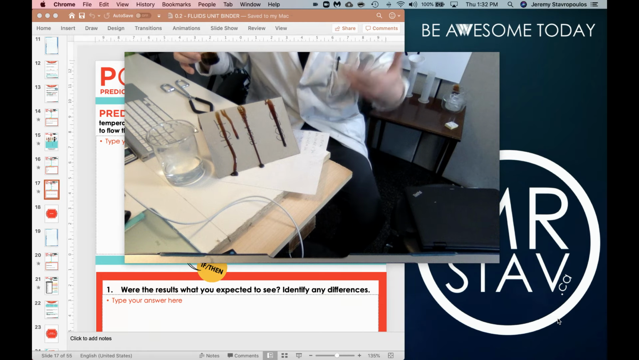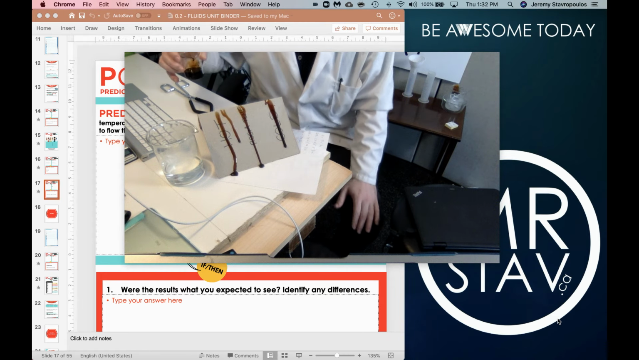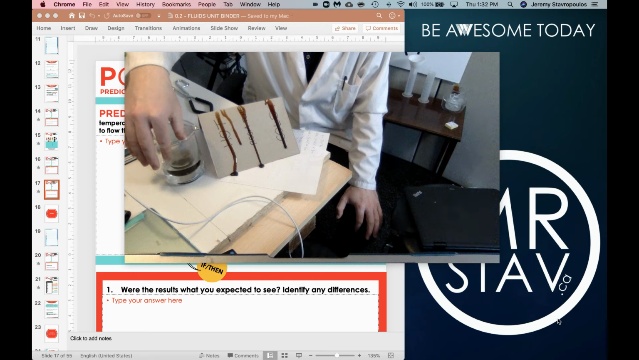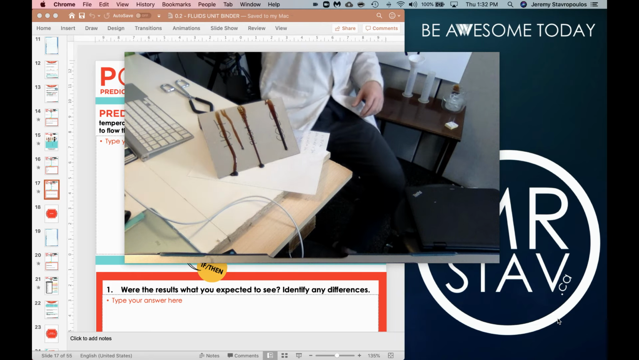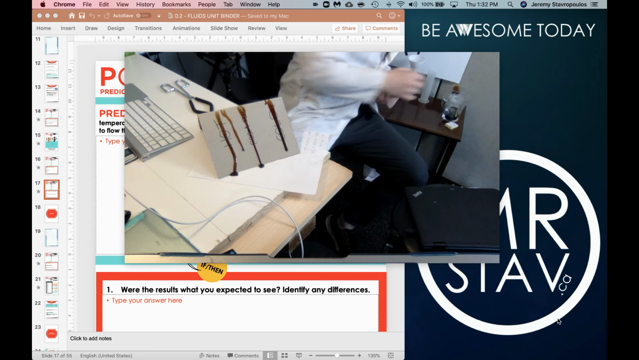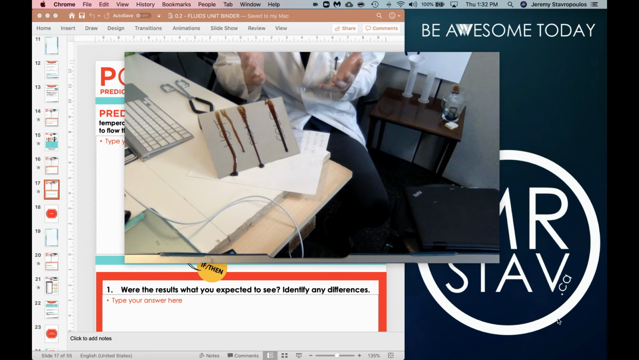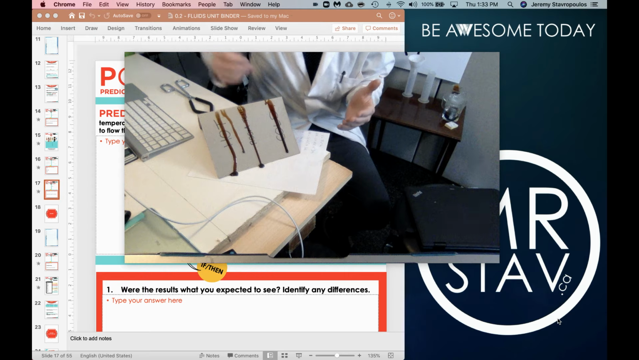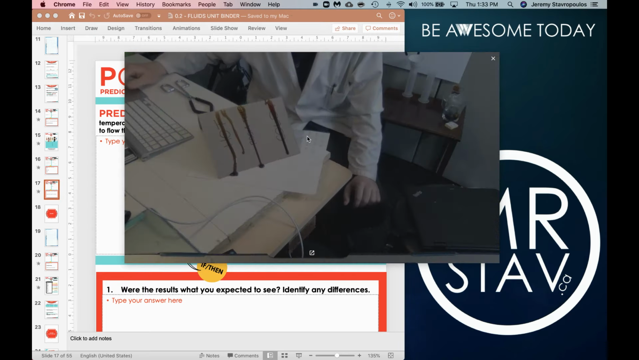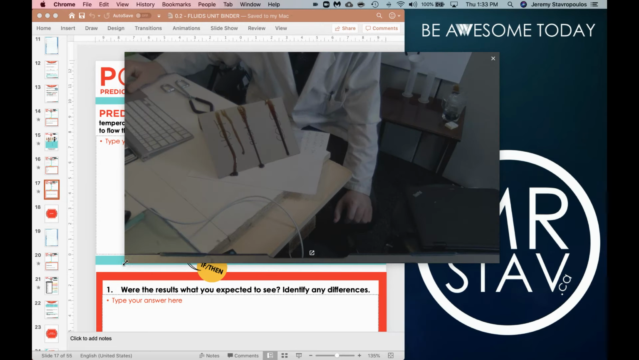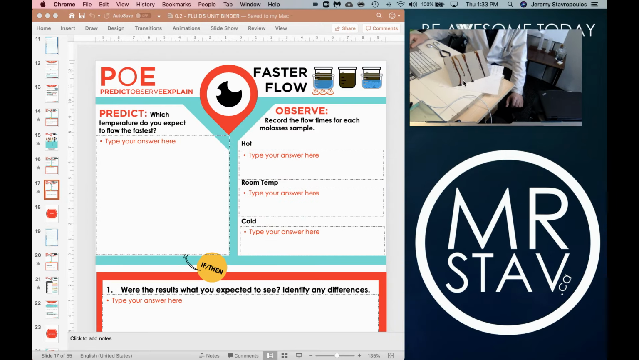Now, try to think, why does that make sense? What do you know about particle theory and the movement of particles that explains how their temperature changed the rate at which they flowed down the cardboard? Take this time, get some stuff typed in there.